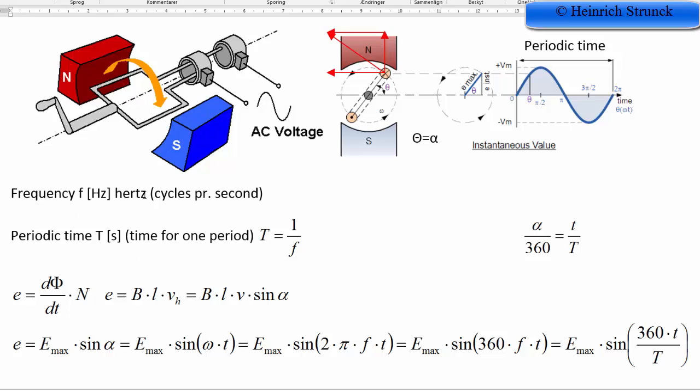And we have learned frequency is cycles per second, and the periodic time is the time for one period or one cycle. And the output voltage depends on the number of windings or turns, the power of the field, and the time we use to make the rotation, or actually it's the speed. So that was the basics of how we generate AC voltage.